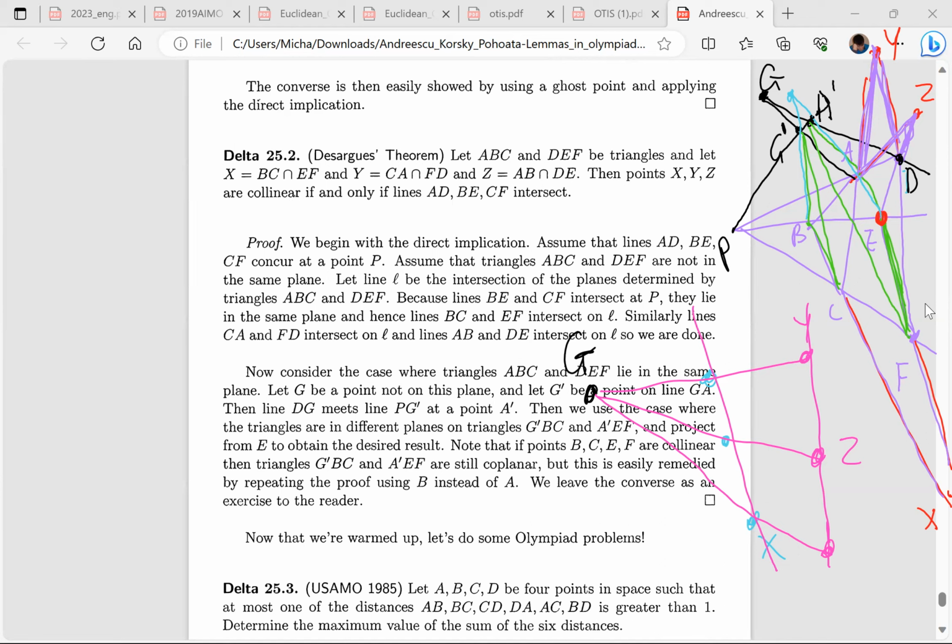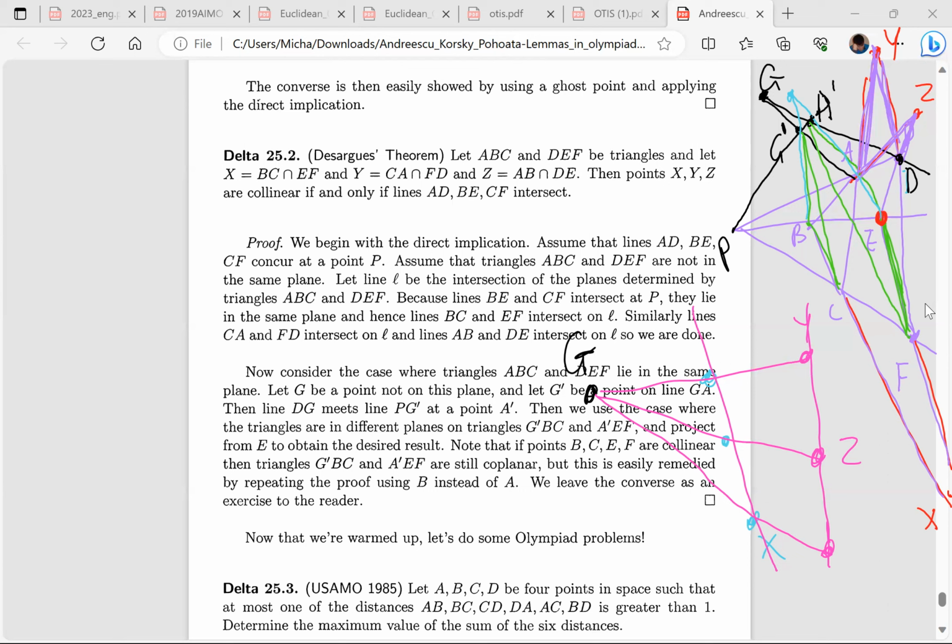All right. So now what do you do if they are coplanar? Now we have this diagram with everything in the same plane. We denote that plane the purple plane. So P is on that plane, X, Y, and Z are all on that plane, and the two original triangles are on the same plane. So what do you do? Well, you take a point G that's not on the plane. You're basically trying to disrupt the coplanar condition, so you get G outside the plane.